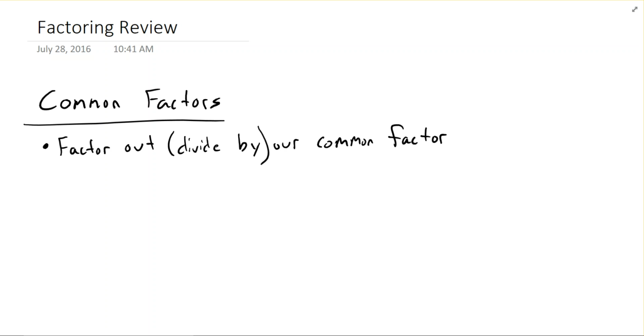Hey guys, so we're gonna go through some factoring review that you should have learned in grade 10, but I have a feeling it might be a little fuzzy. So what I'd like you to do is make notes like in a traditional classroom. I've started to write down the first heading, common factors. We're gonna factor out, or divide by, our common factor, and I'll put down an example.